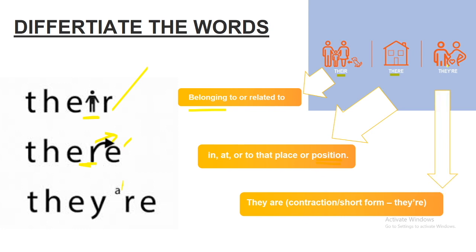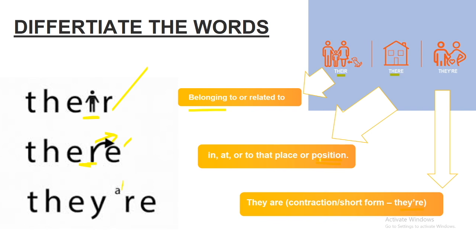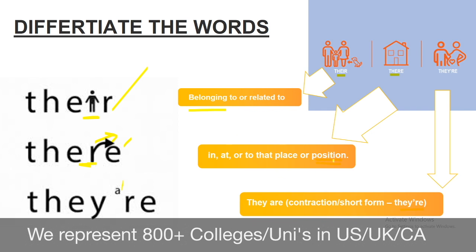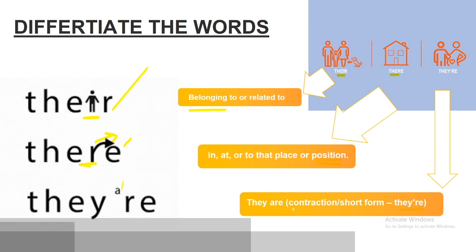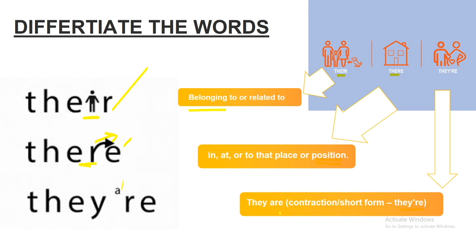So they are a family. Let's say the lady is pregnant here. So they are a family. So this is the word that is used in this case. So their is belongingness, their dog. There is the position. There is a house next to the grocery store. So it's telling about the position next to the grocery store. They're is basically the short form of they are, and it is used in this situation. For example, they are a family. We can also use this contraction.